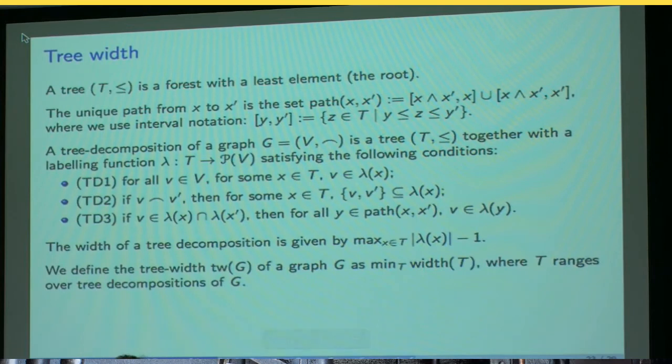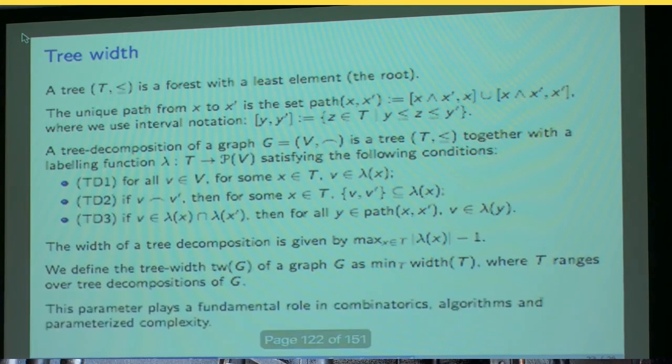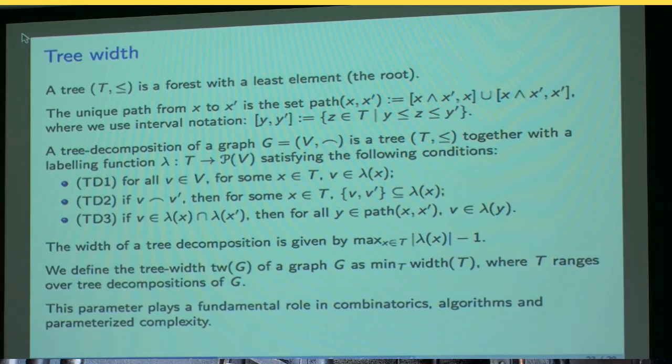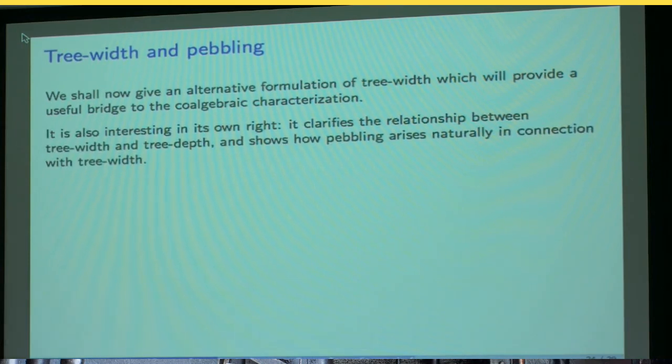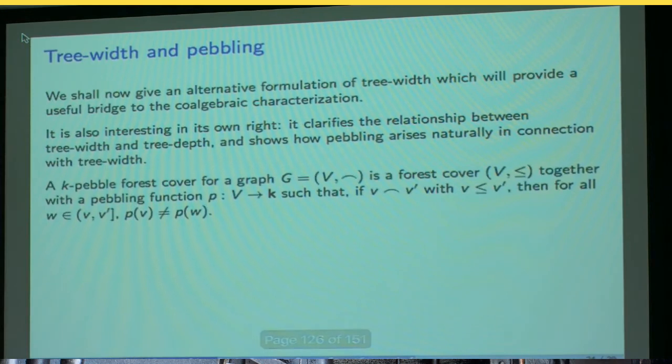That's just a convention. And then we define the tree width to be the minimum width as we range over tree decompositions of the graph. So that's the notion. As we've said, it plays a fundamental role. We're now going to give an alternative formulation of tree width, which will bridge us over to the co-algebraic characterization, which I think is actually quite interesting. It relates tree width and tree depth and shows how pebbling arises naturally in connection with tree width.